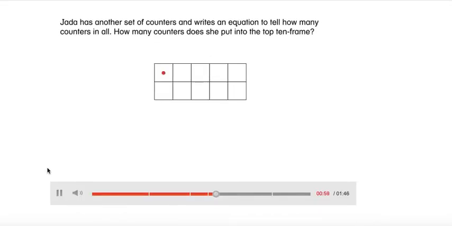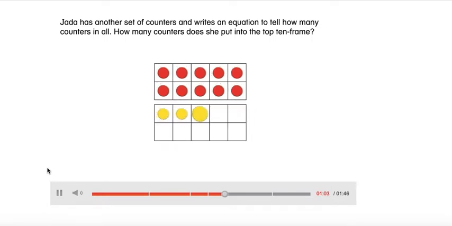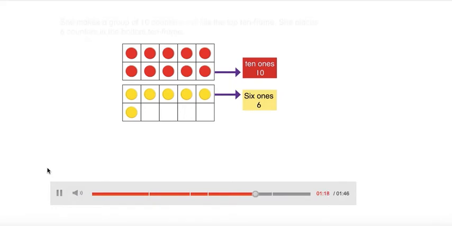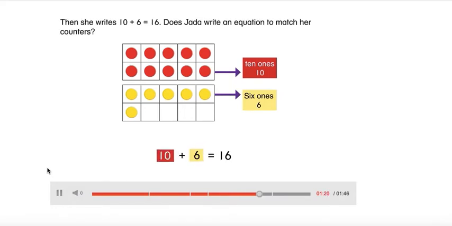Jada has another set of counters and writes an equation to tell how many counters in all. How many counters does she put into the top 10 frame? She makes a group of 10 counters and fills the top 10 frame. She places 6 counters in the bottom 10 frame. Then she writes 10 plus 6 equals 16.